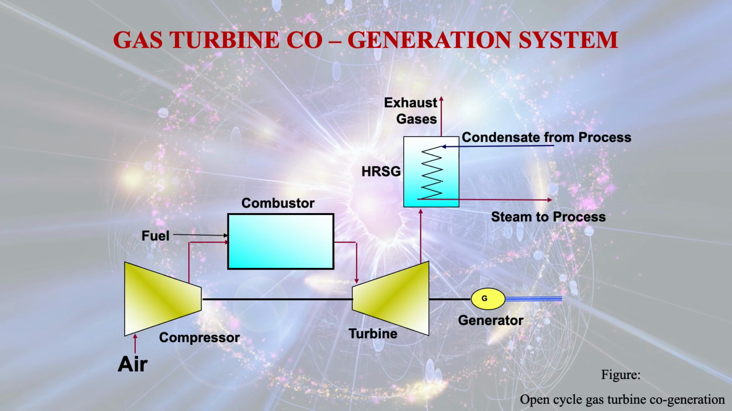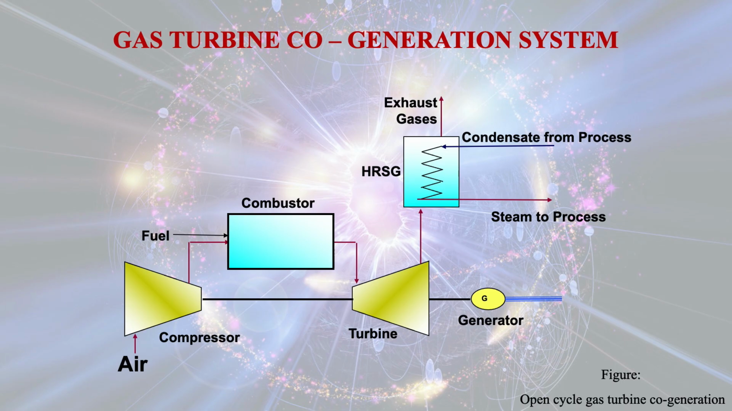Now let us discuss the process. In the compressor, air is compressed and the compressed air is sent to the combustion chamber, and fuel is injected into the combustion chamber and the burning of gas takes place, and the high pressure, high temperature gas comes out and enters the turbine, and the expansion process takes place in the turbine, thereby the turbine produces work, and the shaft of the turbine is coupled with the shaft of the generator, which in turn produces electricity.